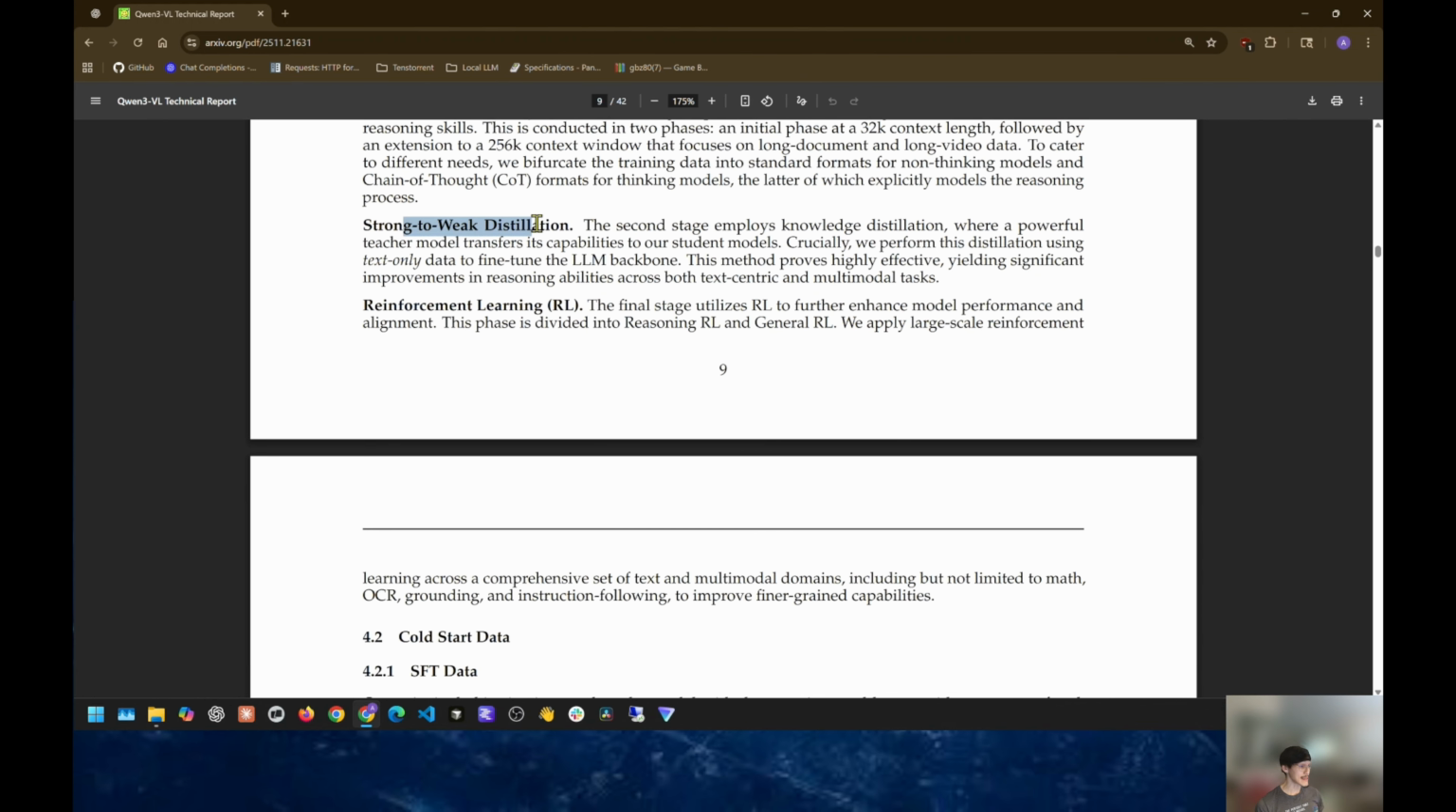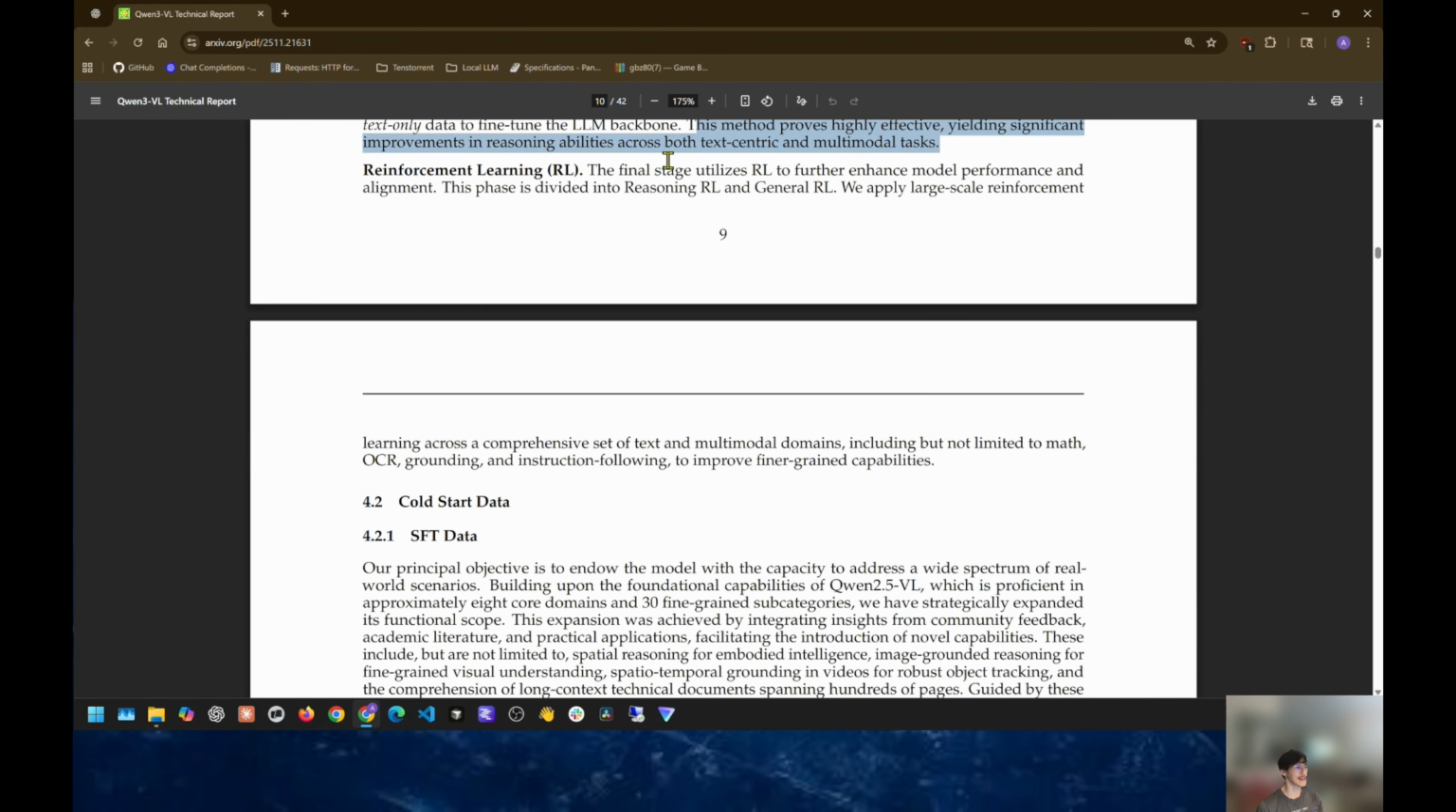Strong to weak distillation. The second stage employs knowledge distillation, where a powerful teacher model transfers its capability to our student models. Crucially, we perform this distillation using text-only data to fine-tune the LLM backbone. This method proves highly effective, yielding significant improvements in reasoning abilities across both text-centric and multimodal tasks.